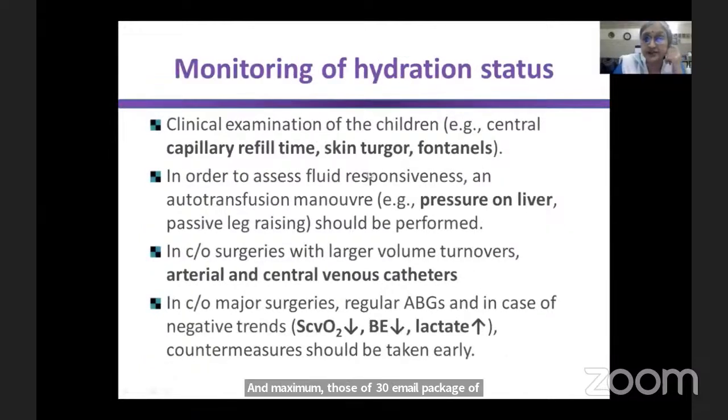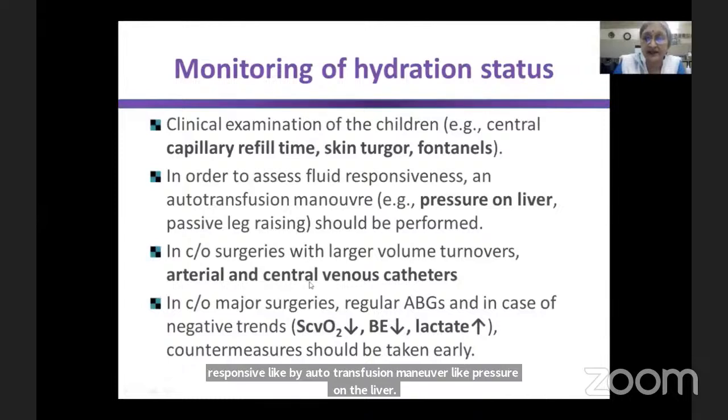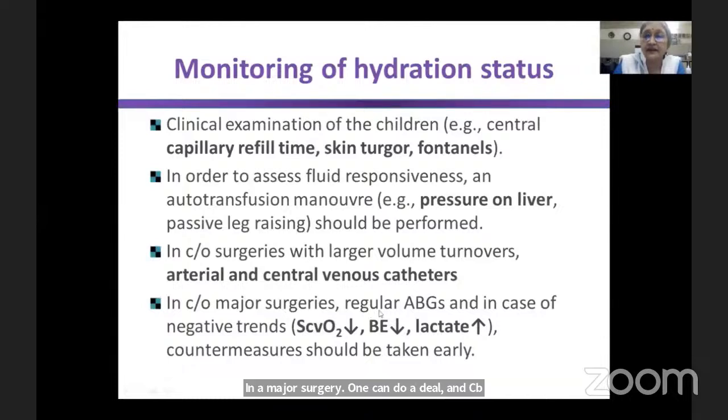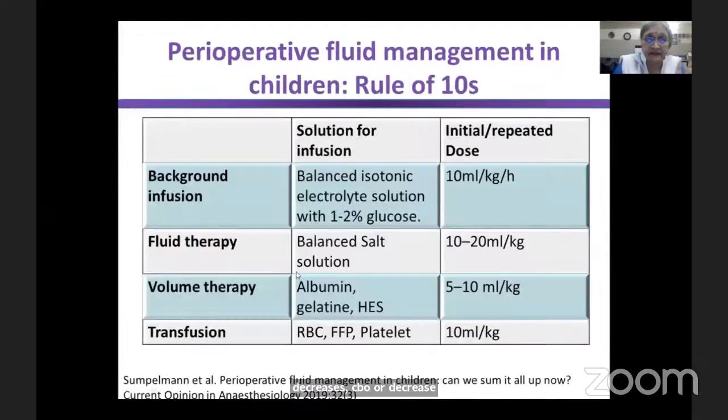We need to monitor the hydration status clinically by capillary refill time, skin turgor, fontanelle, or fluid responsiveness by autotransfusion maneuver, like pressure on the liver. In a major surgery, one can do arterial and CVP catheterization and regular ABGs. And in case of negative trends, like decreased ScvO2, decreased base excess, or increased lactate, countermeasures should be taken early.